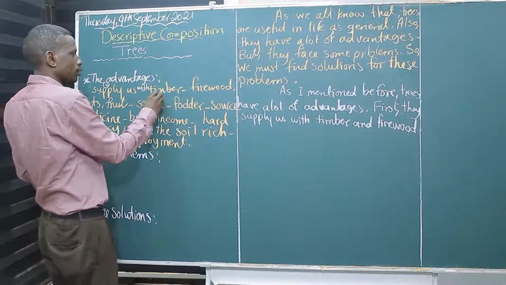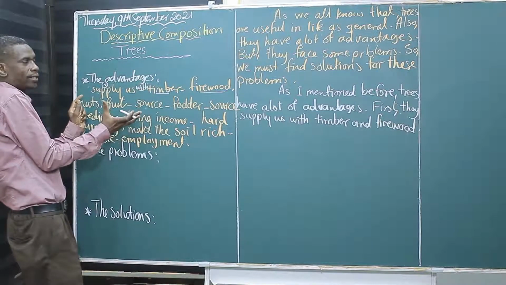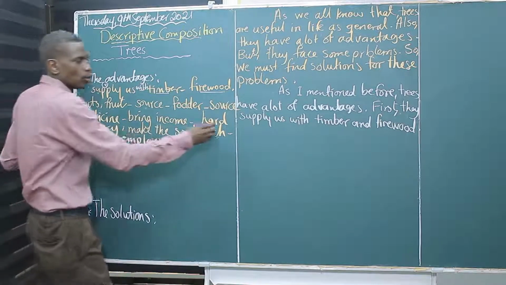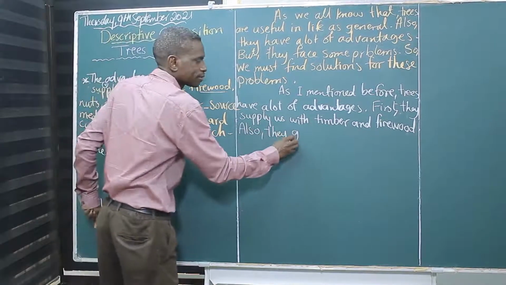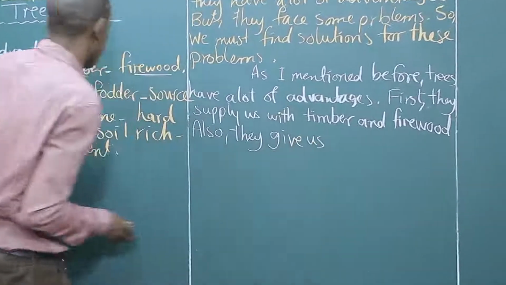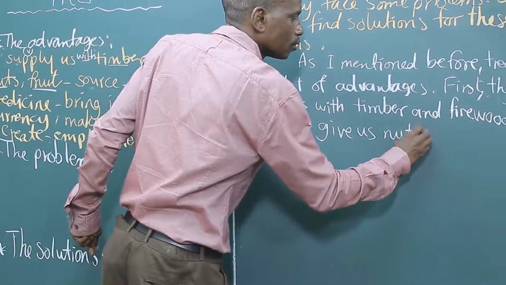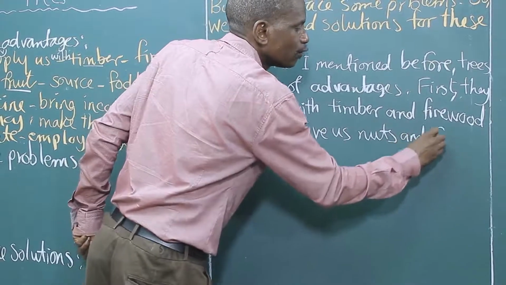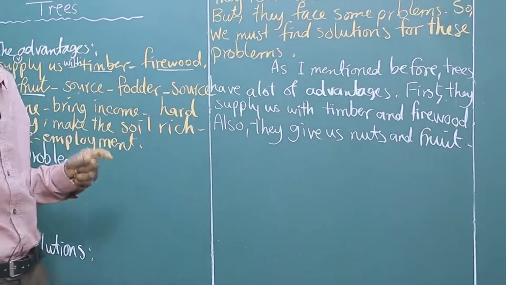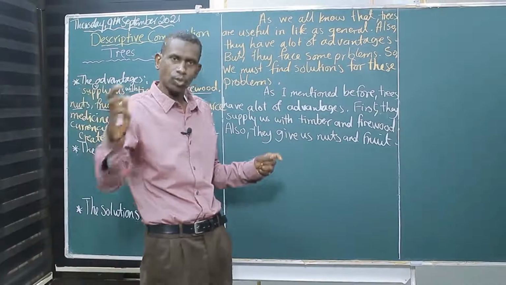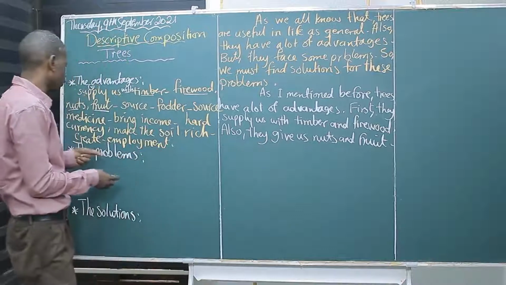Okay, so I have written timber and firewood. I got nuts, fruit, source. All these things are supplied by trees. Also, they, and they refer to trees, give us, they give us what? Nuts and fruit. Full stop. Every time when you finish a sentence, you put a full stop. Keyword, subject, verb, object, full stop. Keyword, subject, verb, object, capital letters.